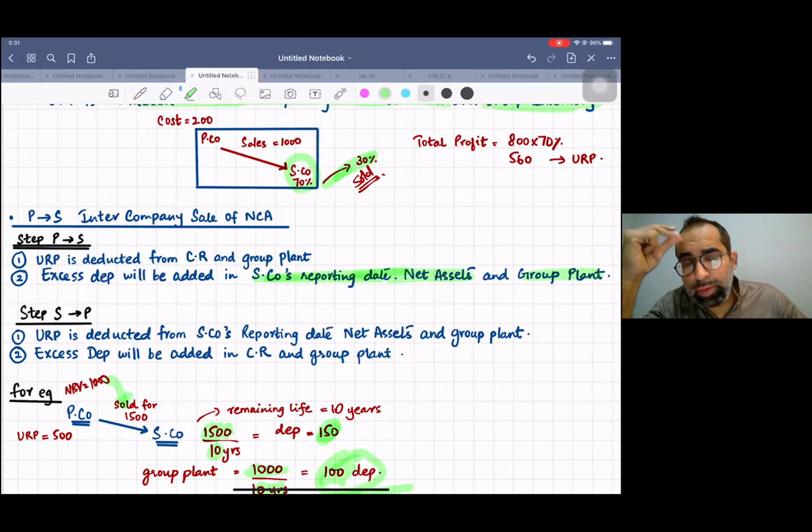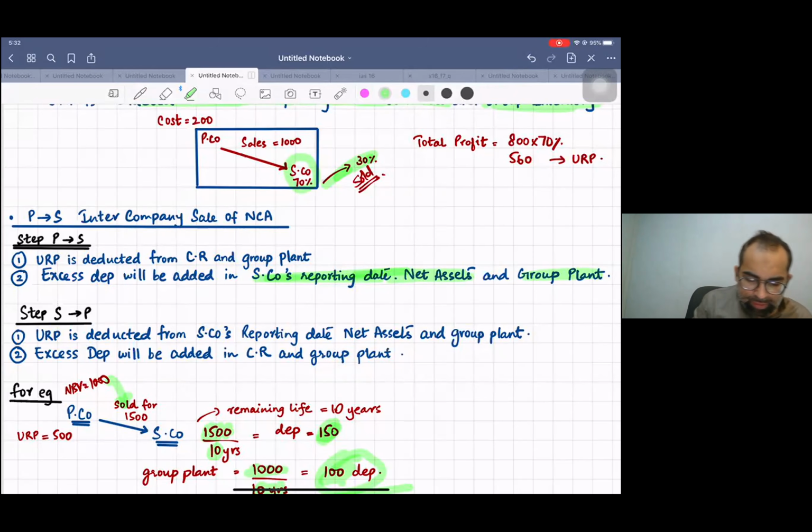And now, if this is an S to P sale, you have to do vice versa. Think over it. In an S to P sale, URP is booked by S company. So definitely we'll remove URP from S company's books, and when we remove URP from S company's books, we need to deduct it from S company's reporting date net assets. See the first step: URP is deducted from S company's reporting date net assets and group plant. This is the first step.